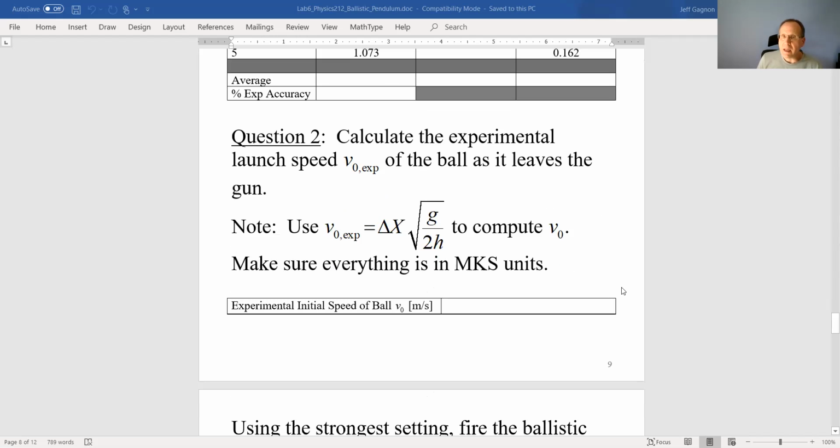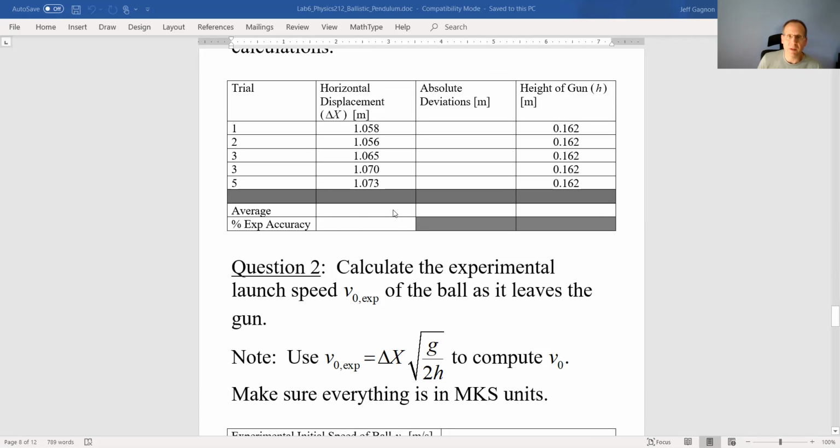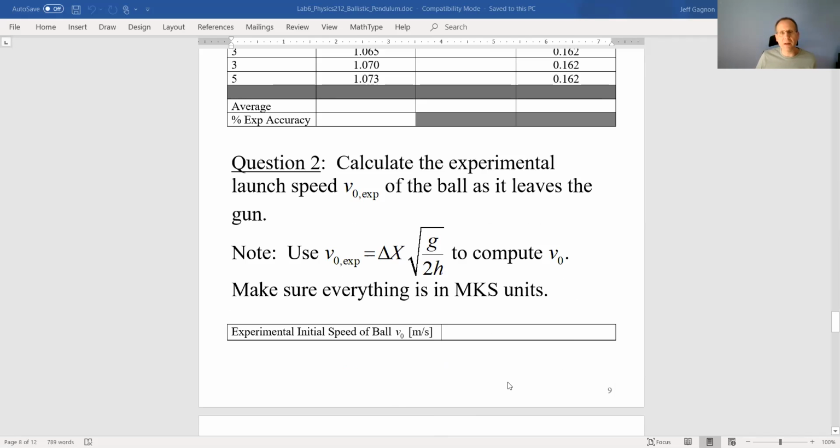All right, now using kinematics, right, and we've already used this equation. Actually, we used this when we did the projectile motion lab. The launch velocity, we're going to call this the experimental launch velocity, is simply going to be delta x over delta t. Well, delta t is like the square root of 2h over g. So if I flip it, then I have delta x times the square root of g over 2h. So that should give us the experimental launch velocity. Okay, so again, delta x is going to be your average here. g is 9.8, and then the h is 0.162. Okay, so show me that calculation. That'll go here. That's the experimental initial speed of the ball, right?